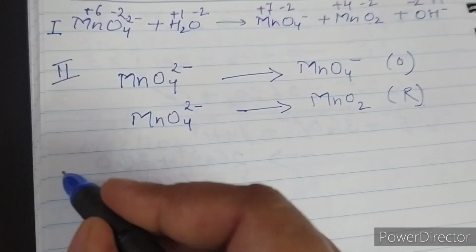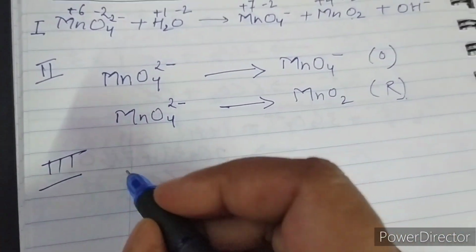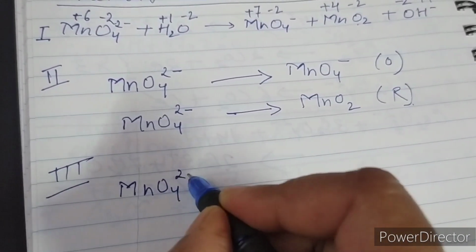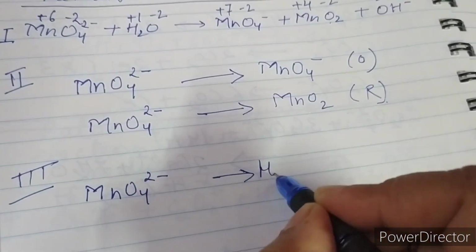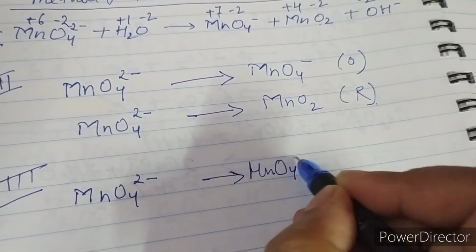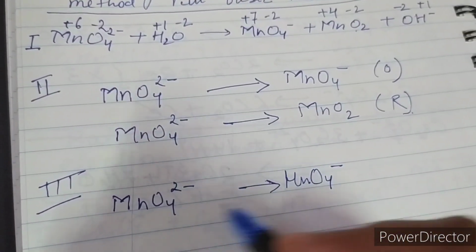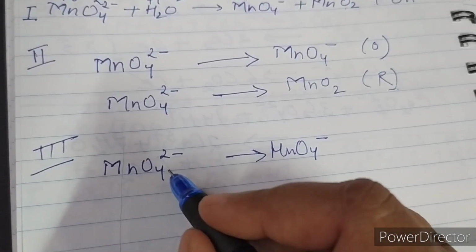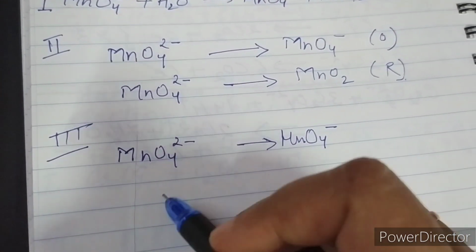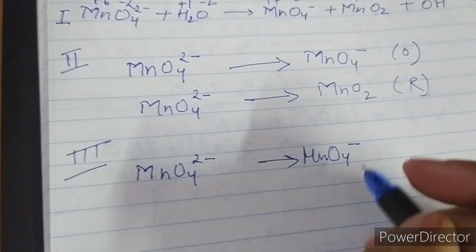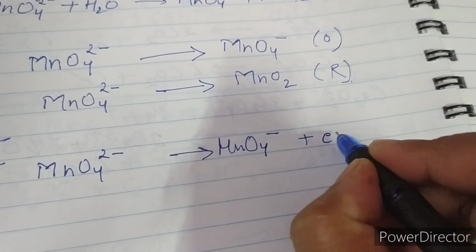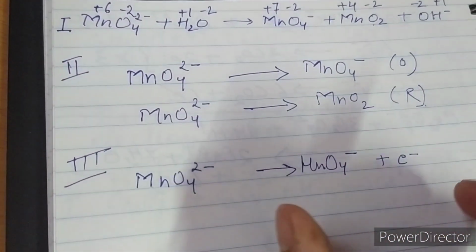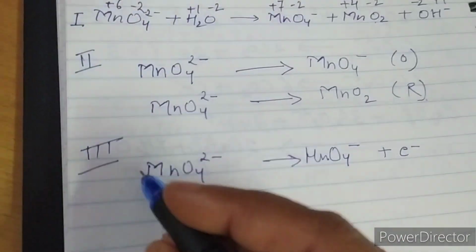Again, similarly as we have done earlier, we will balance it individually. First we will copy the oxidation half reaction. MnO4 2 negative will give you MnO4 negative. Now in this Mn is balanced, oxygen is also balanced, only the charges are not balanced. Here on the left hand side the two negative charges are there, and here there is only one negative charge. So if we add one electron here, we'll get two negative charge here also, and the equation is balanced. So this is the balanced equation of the oxidation half reaction.